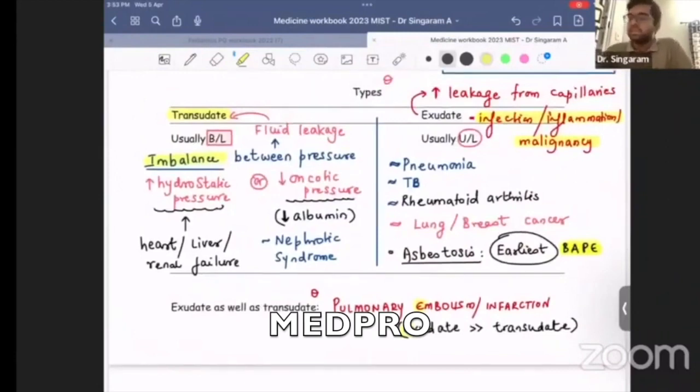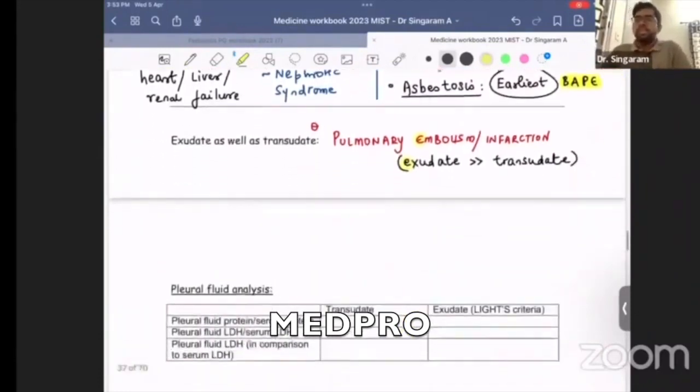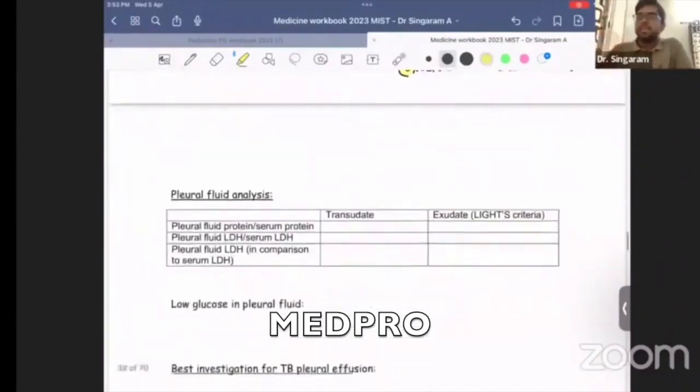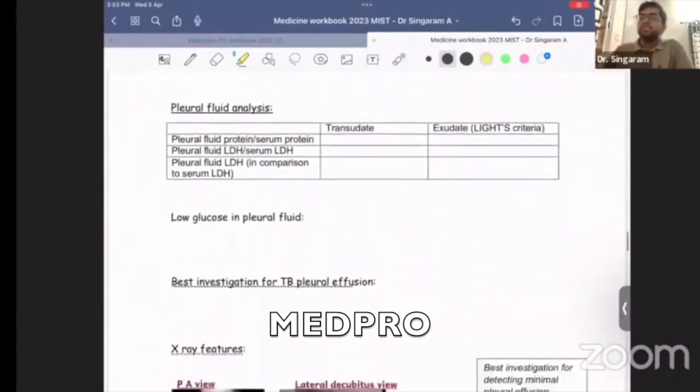So these are the causes of this particular pleural effusion, which I want you to remember. Next, suppose I have a patient with pleural effusion. I am thinking probably this is a transudate only, but still I am in a dilemma whether this is a transudate or an exudate. What is the best way to differentiate between the two conditions? Very simple. You have to take out the pleural fluid itself and then analyze it. So that is pleural fluid analysis.